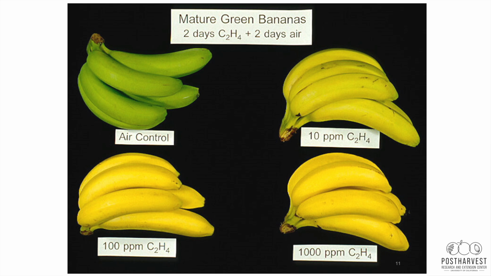So how much ethylene do you need to use? Here's an air control. This is 2 days of ethylene plus 2 days of air at 68 degrees Fahrenheit, or 20 degrees Celsius. Air control, 10 parts per million, 100 and 1,000. Basically no difference, because the physiological threshold for causing ripening of the banana is below 10 parts per million. But from a practical perspective, we would probably use about 100 parts per million. There's really no reason, now that we have forced air ripening rooms, to ever go up to 1,000 parts per million.